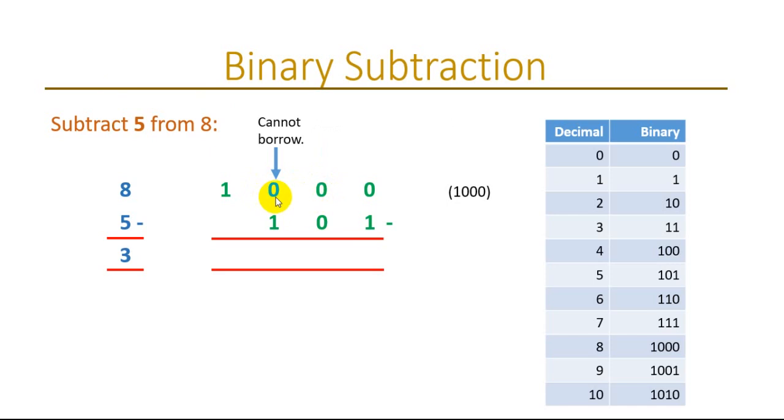From here also we can't borrow 1 because this also is 0. Then you go to this. Now this is 1, so you can borrow. We are going to borrow that 1 onto this. Always borrow to the adjoining value. So when we borrow 1, this will become 0, and that 1 came here, and this is 1 0. In binary, 1 0 means 2. So this is actually decimal 2.